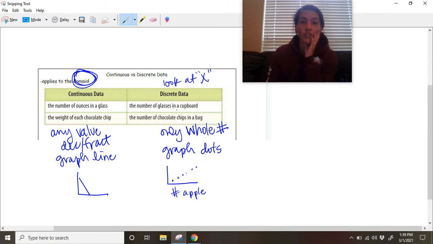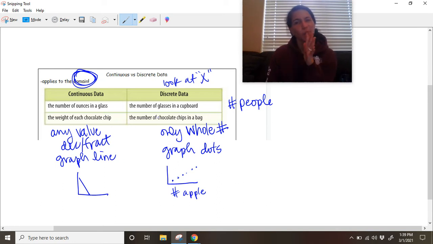So some other examples of discrete data would be if it ever said the number of people. Here are some examples that the book gave you: the number of glasses in a cupboard and the number of chocolate chips in a bag. So essentially, if you were to open a cabinet, you actually count glasses in the cupboard and the number of chocolate chips.